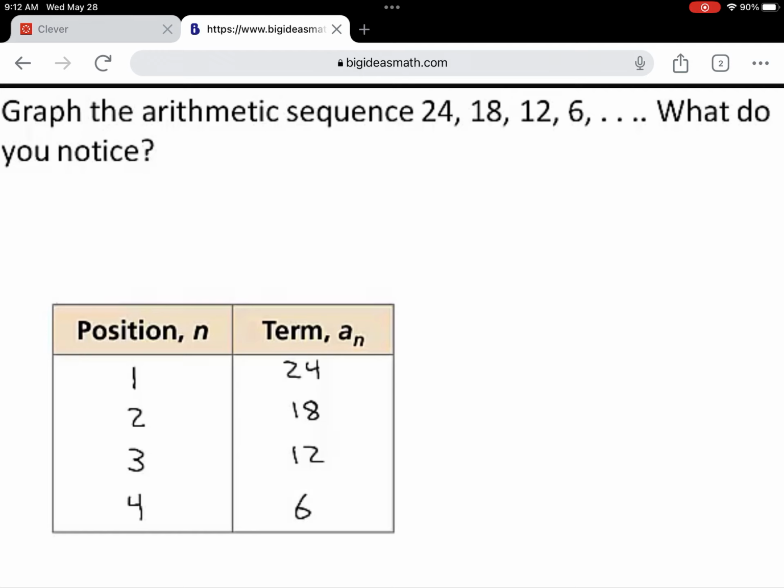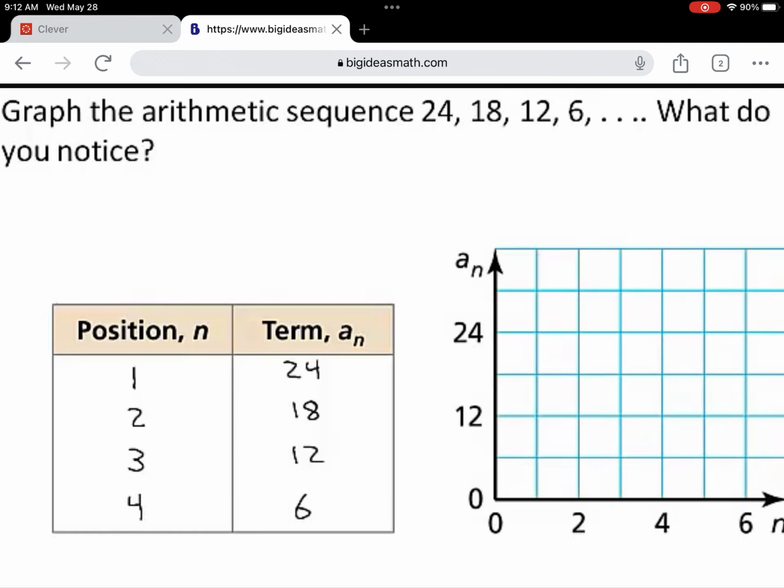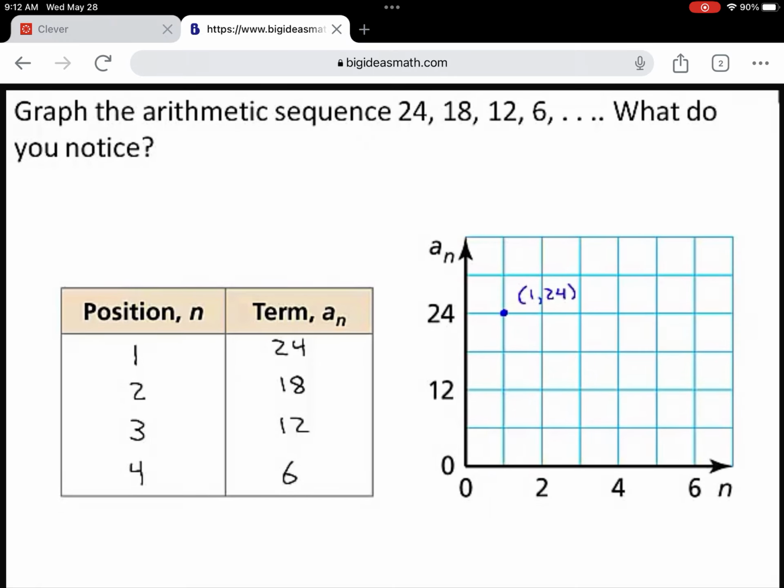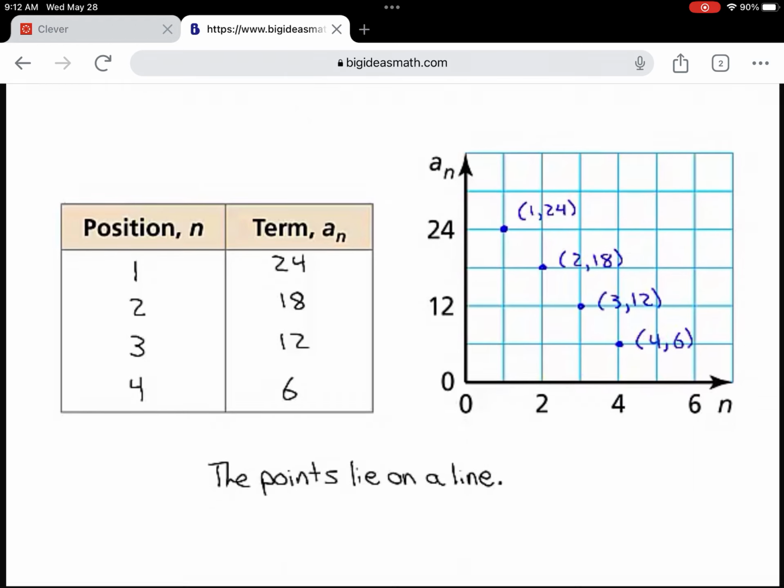Then plot the ordered pairs n, a sub n. Plot the points (1, 24), (2, 18), (3, 12), and (4, 6). Notice that the points lie on a line.